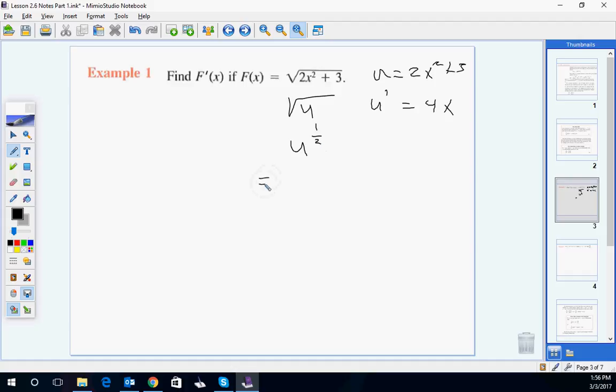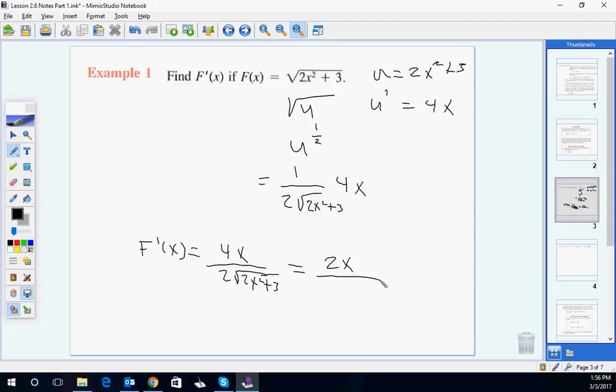It's going to end up being 1 over 2 root u on the bottom, and then times 4x. I'll change the u in a second; I mixed that up. The u is the 2x squared plus 3. So the 4x just goes on top. 4 over 2 reduces. This is your derivative.